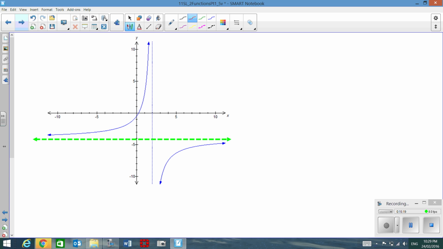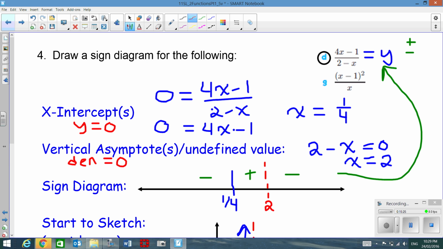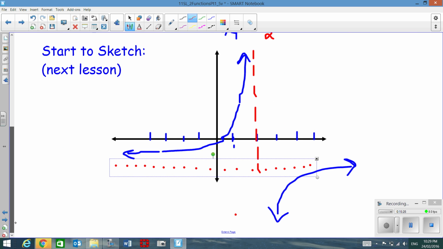So we have a rough sketch, and this would have been our accurate sketch if we had included the horizontal asymptote. So we're pretty close. We're getting warmer, but the sign diagram really helps us figure out how the graph is behaving so that we can learn a little bit more about our function and start to graph more accurately.